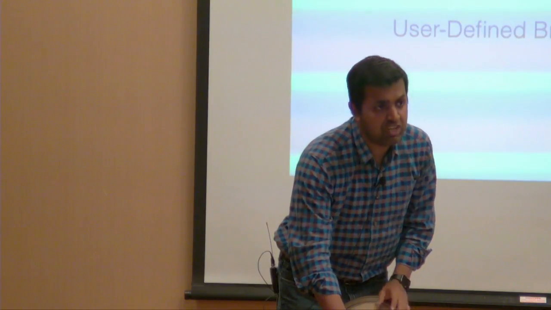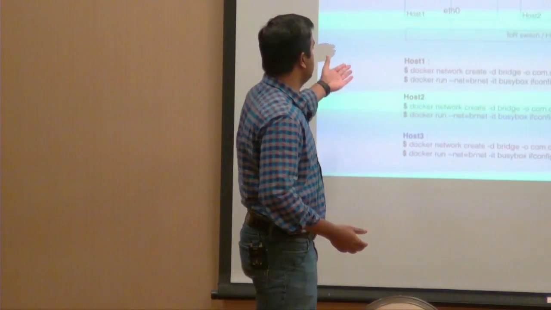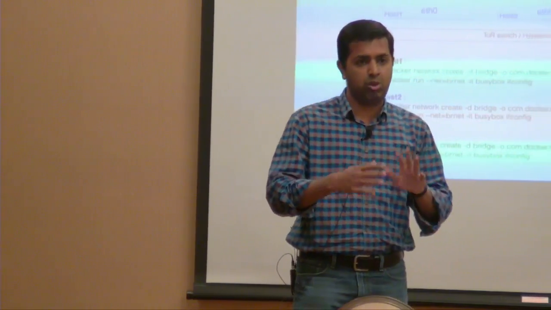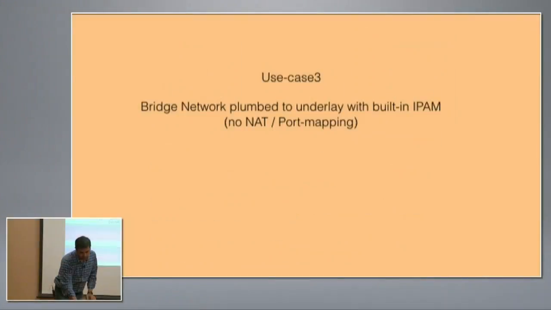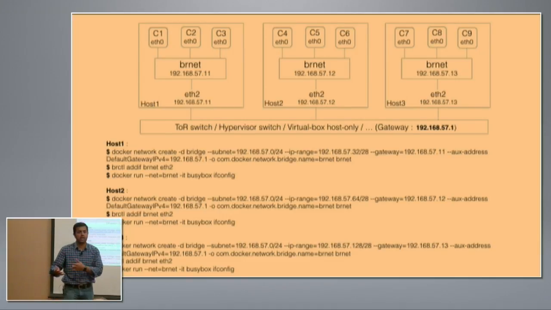And then we have the user-defined bridge. This is where you can ignore docker0 and create your own bridge with docker network create -d bridge. This is your bridge, and you start running your containers on it. By default, you're again going to get NATing and port mapping. But you can also plumb your interface directly. If you don't need NATing and port mapping, you can just attach your physical interface to the user-created bridge, and you have access to the network directly.